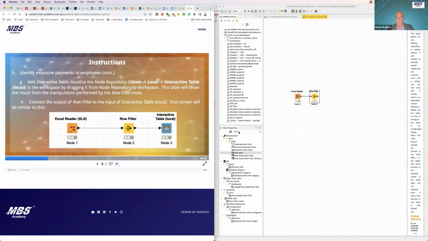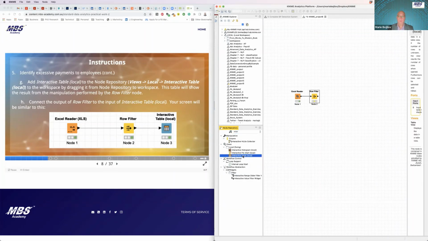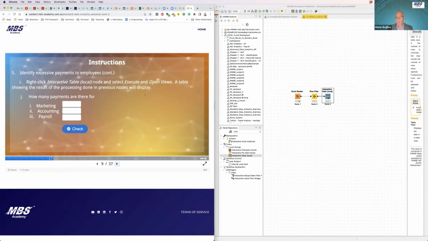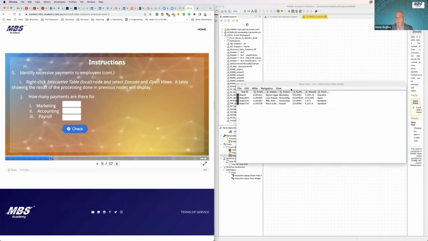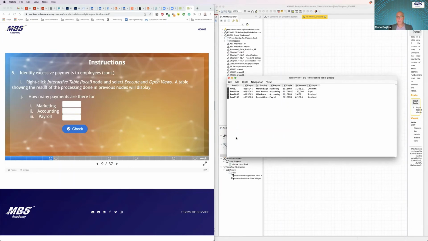Then I will get the interactive table. Interactive table local, I'll connect it like that. Then I'll click on execute and open views. And this is what I see here. Okay, I have 4 records which show me the big payments, everything above $5,000 in the amount column. If I want, I can sort it. So 5,000, 6,000, 7,000, 150,000. The different departments are sorted by department.